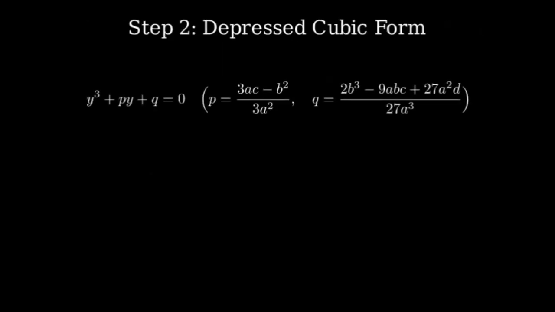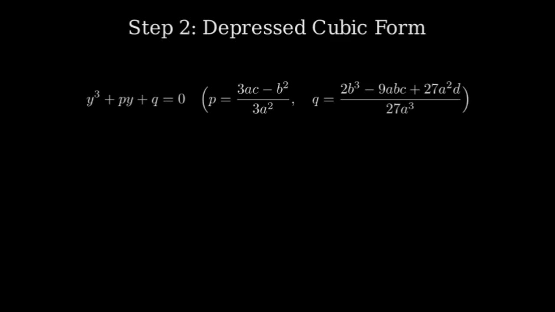After substitution and expanding all terms, we simplify the expression into what's called the depressed cubic, y cubed plus py plus q equals 0. Here, the constants p and q are defined as p equals (3ac minus b squared) over 3a squared, and q equals (2b cubed minus 9abc plus 27a squared d) over 27a cubed.